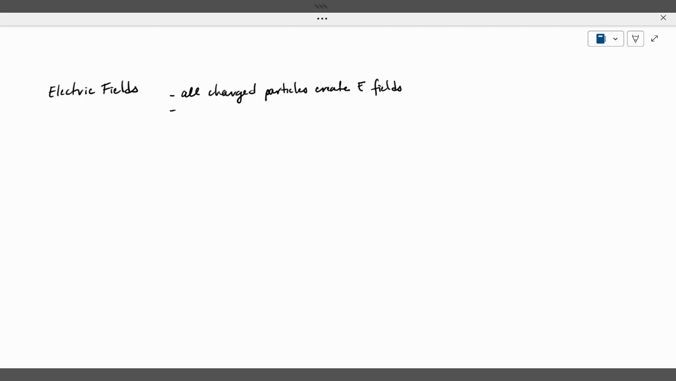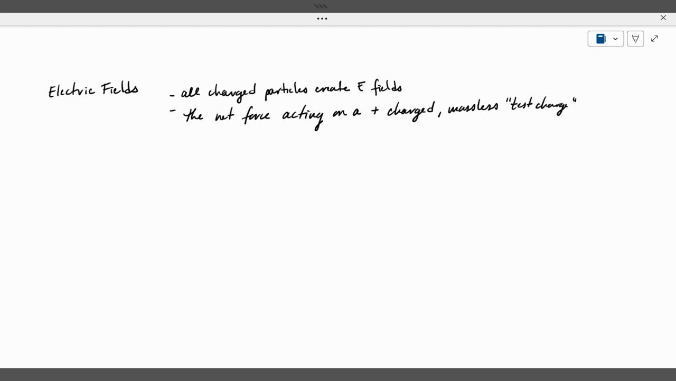So we define an electric field by the net force acting on a positively charged, massless test charge. So it's really a hypothetical thing. It's not a real thing. You don't actually put a physical charge there. You conceptually put a charge there.